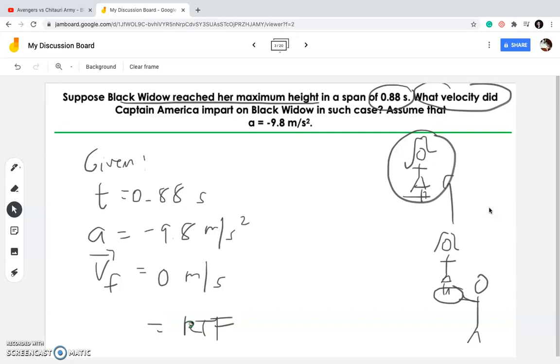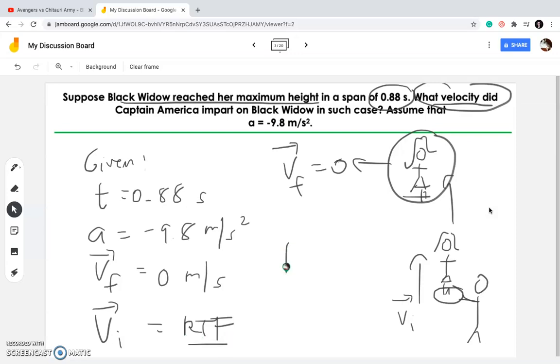So the required to find is initial velocity, right? Because we're being asked what velocity did Captain America impart on Black Widow in such case. So we know that this velocity right there is zero. So that's the final. It's the one that happened at a later time. And then this one would be the initial velocity, right? The starting velocity of Black Widow right after she was propelled by Captain America with that shield. So those are all the given, and this is the RTF.